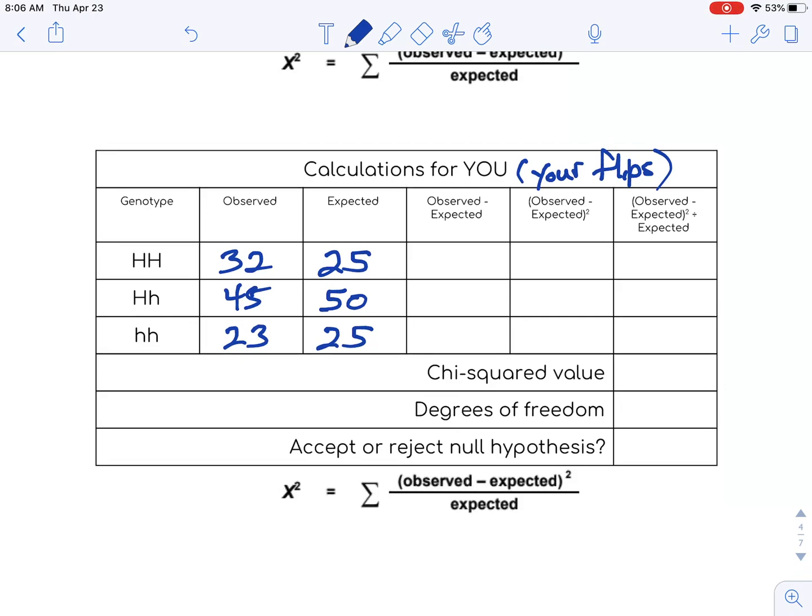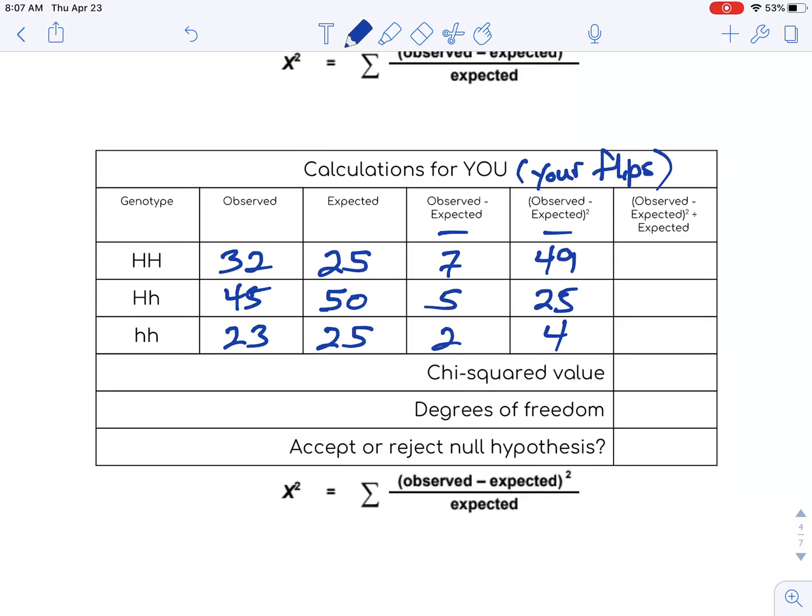So now we're looking at doing some subtraction here. So 32 minus 25, 7. 45 minus 50 is 5, and 2. So our observed minus expected squared. So here we have 49, and here we have 25, and here we have 4. And now we have, and these are the mathematical operations up here, observed minus expected squared, which is the value in the most recent column that I filled in, divided by the expected value.